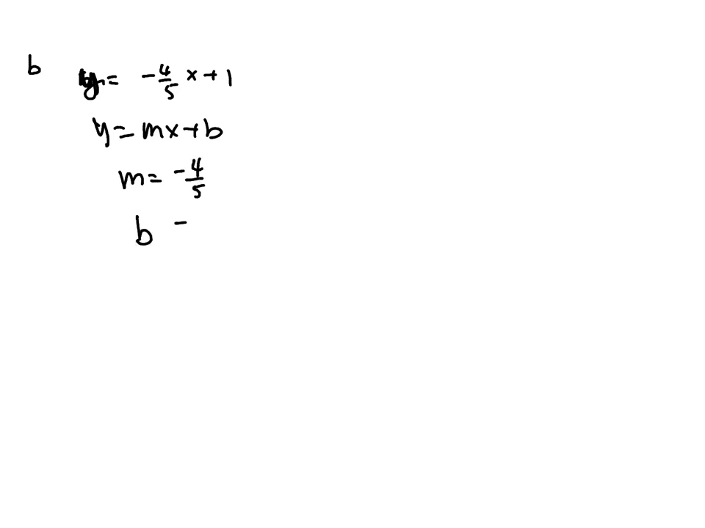Alright, part B, you have negative 4/5 x plus 1. This one is actually pretty straightforward. Right? You know from here you can tell y equals mx plus b. So slope is negative 4/5 and the y-intercept is 1.